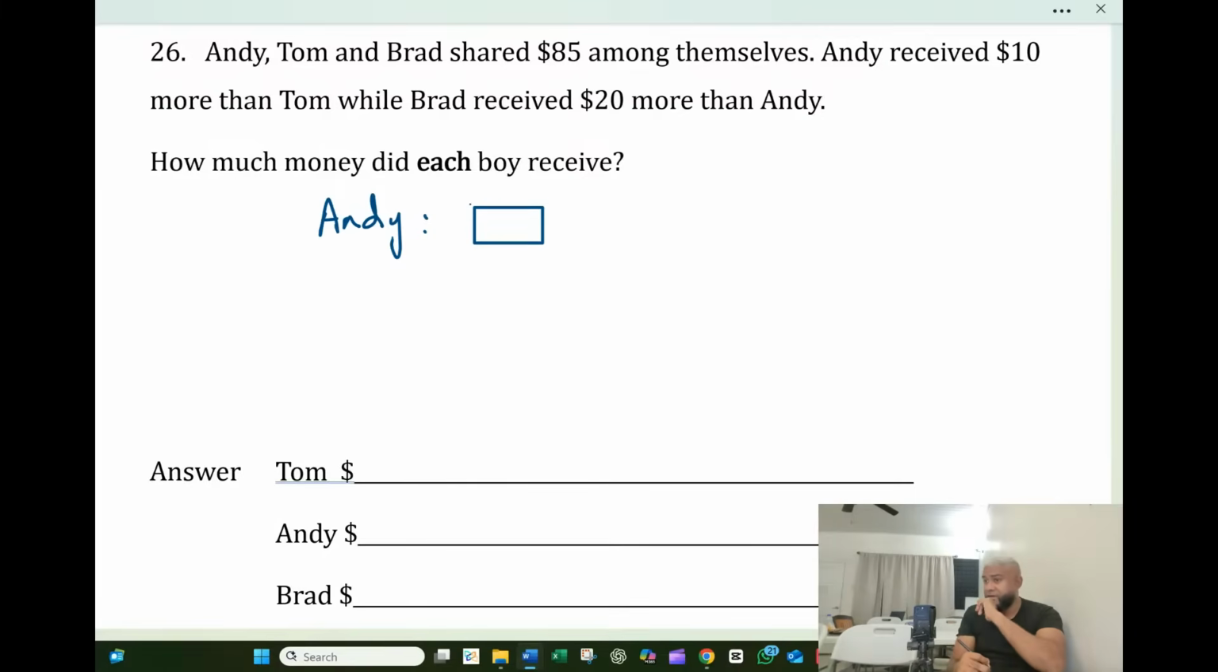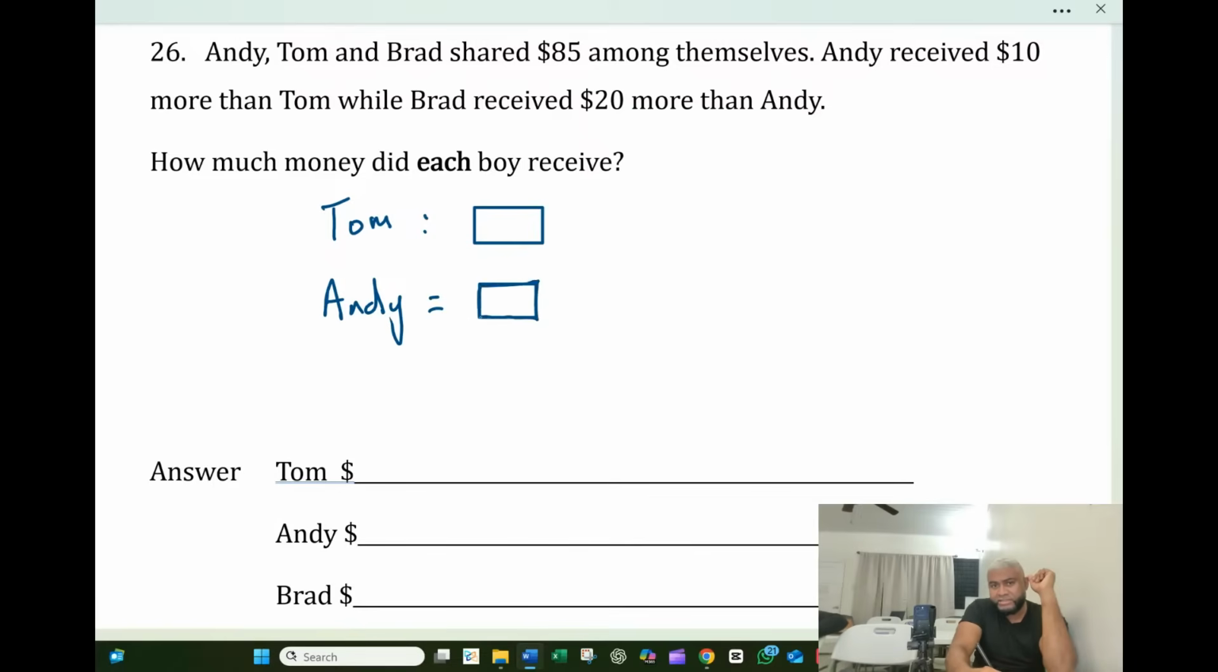That's Andy. Now let's deal with brother Tom. Andy received $10 more than Tom, while Brad received $20 more than Andy. So Andy received $10 more. This is Tom. Now, Andy would be box plus 10. Everybody good there?